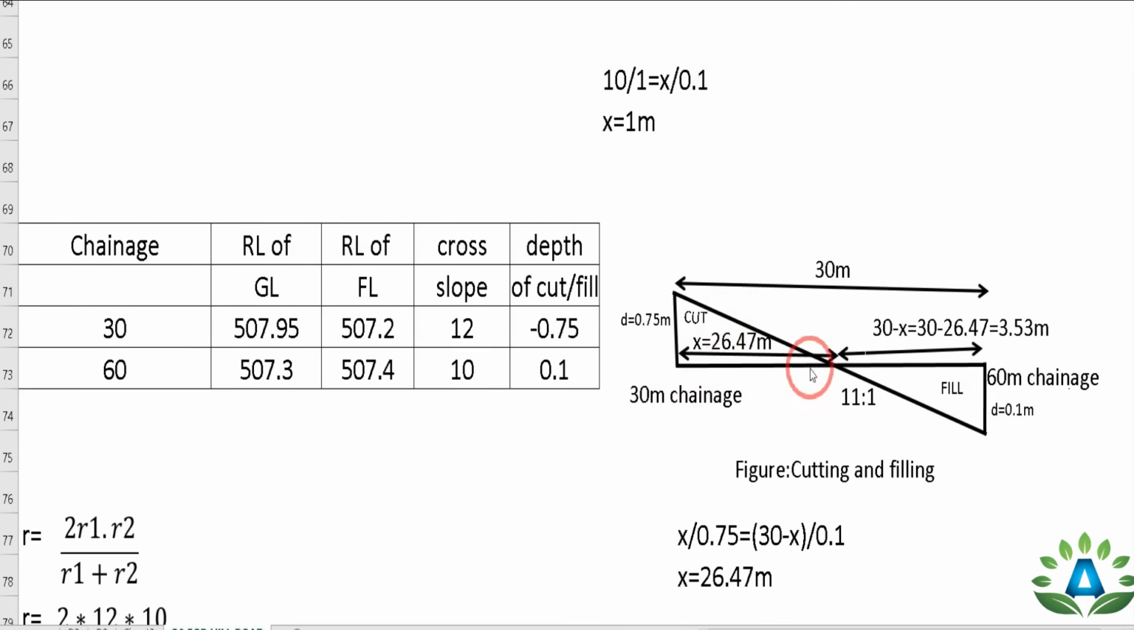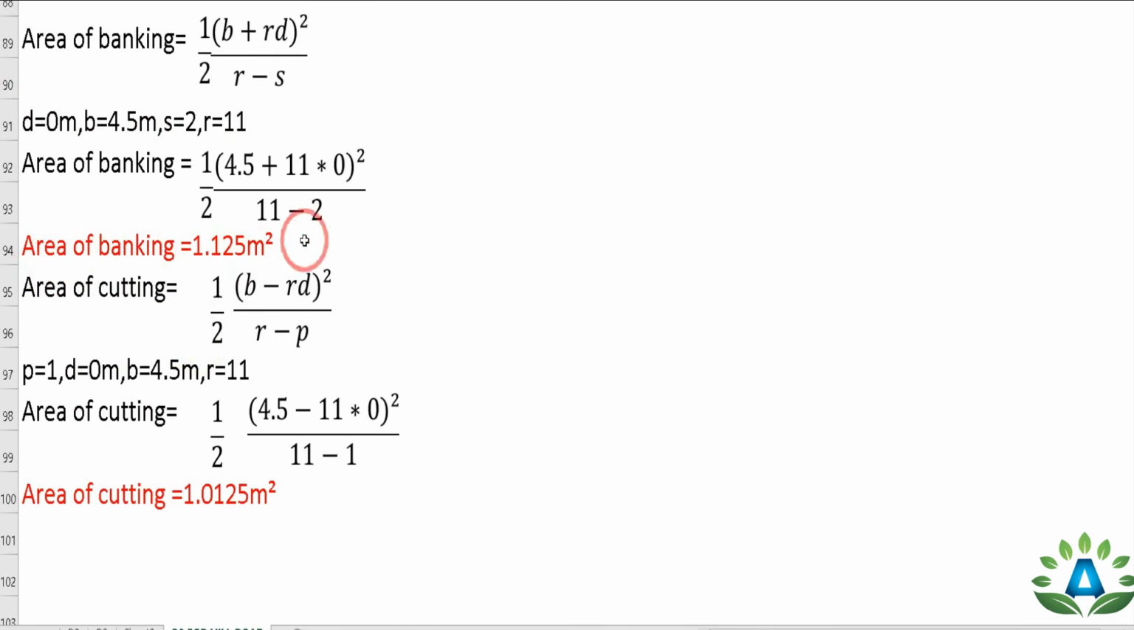So it means that this length will be 26.47, while this length will be 30 minus 26.47, that will be 3.53. So we are going to calculate the chainage at this point. At this point we have the chainage of 30 meter. That means to calculate the chainage at this point we need to add 30 plus 26.47. So this is at the chainage of 26.47 plus 30, that would be 56.47. So at the chainage of 56.47 meter, we have calculated all these areas of banking and areas of cutting.